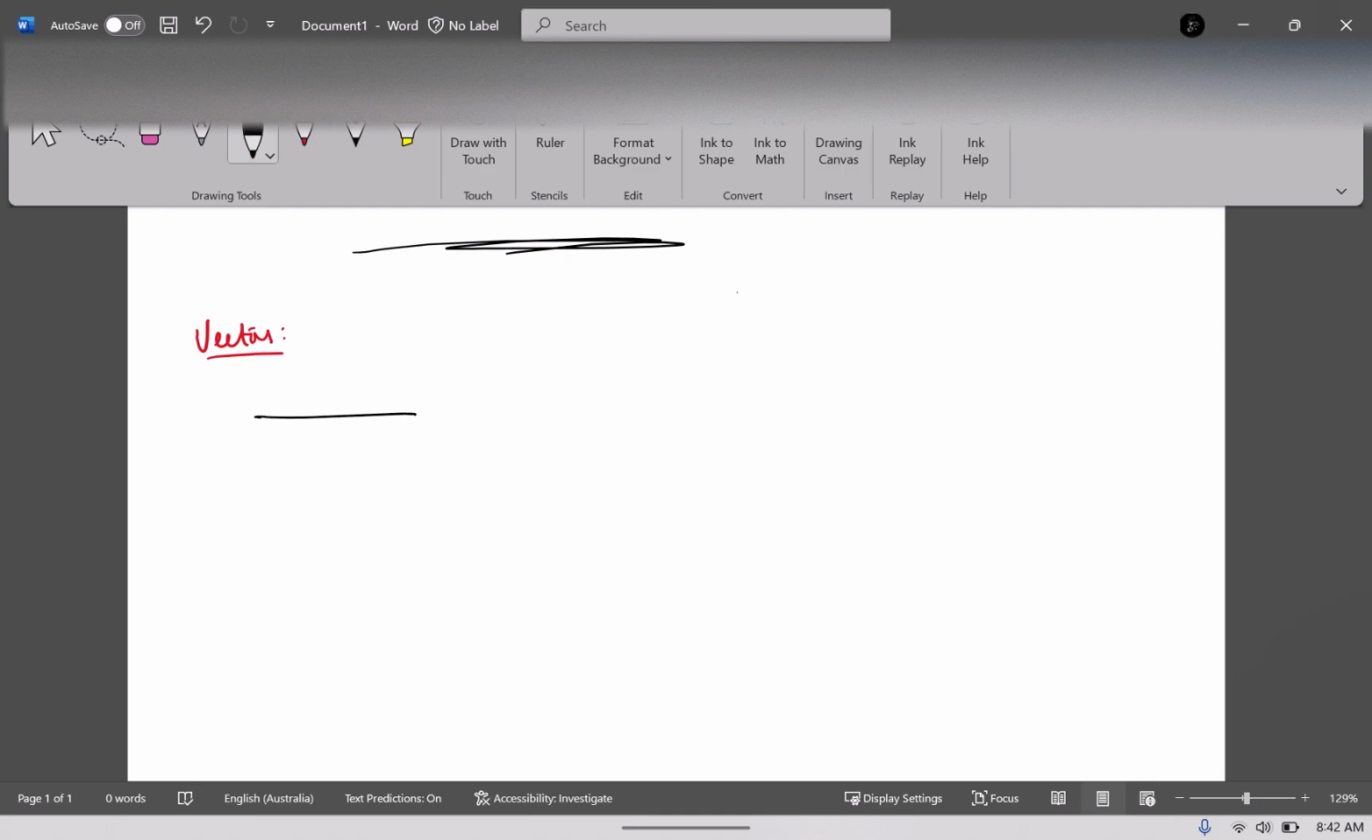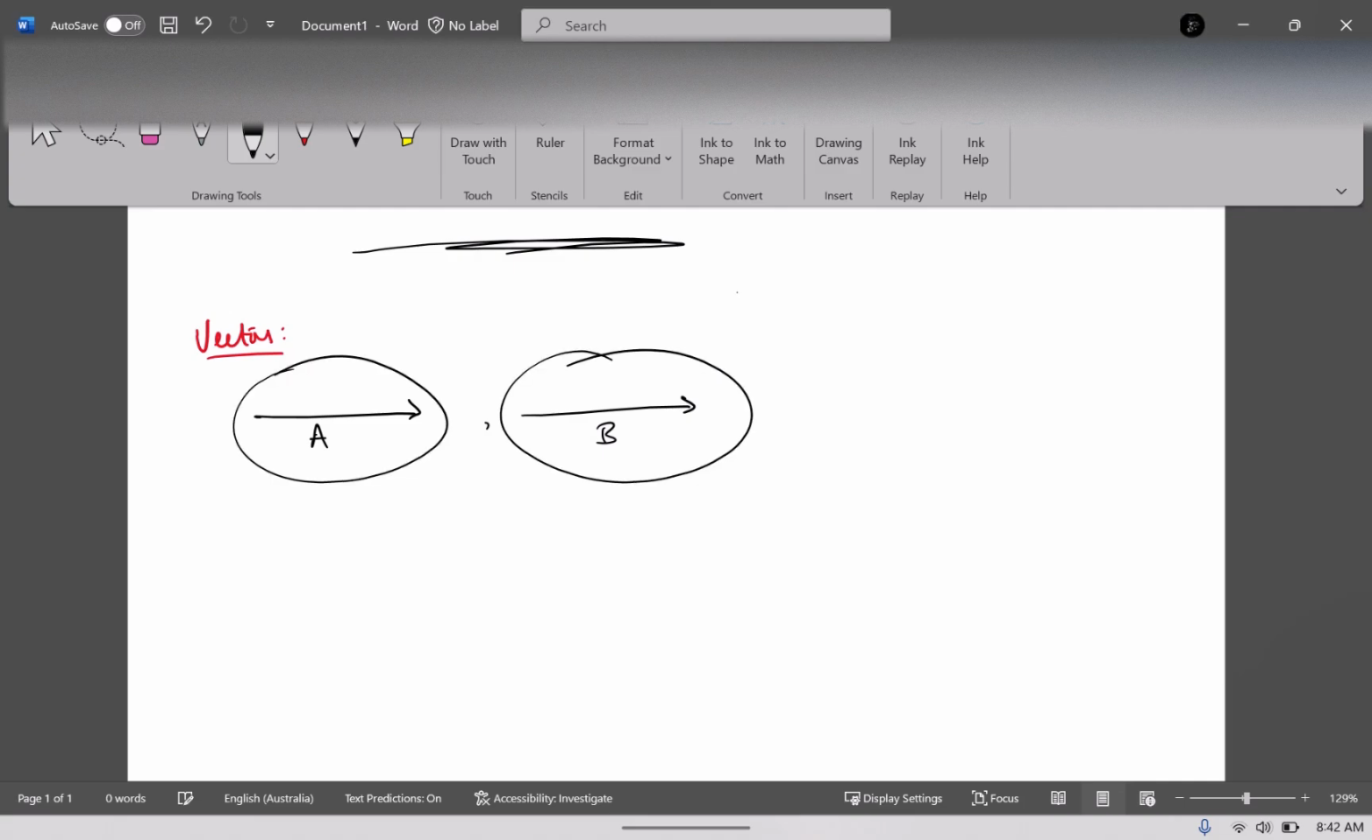Let's consider these two arrows. This one we'll call arrow A, and we'll call this one arrow B. These two arrows could represent any vector. Let's imagine that they represent forces. What do you think is similar about the arrow representing force A and the arrow representing force B?